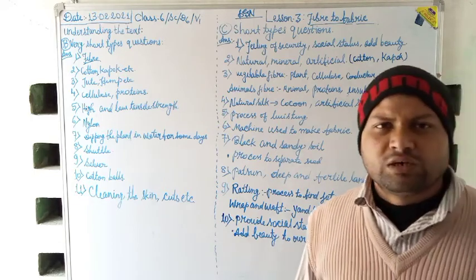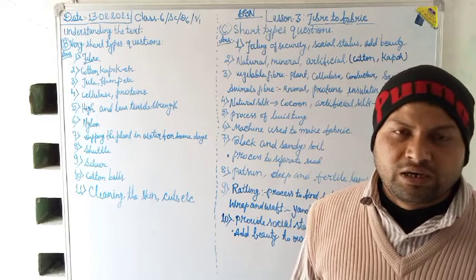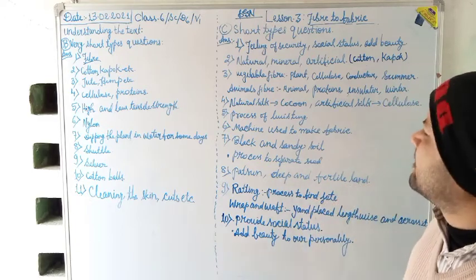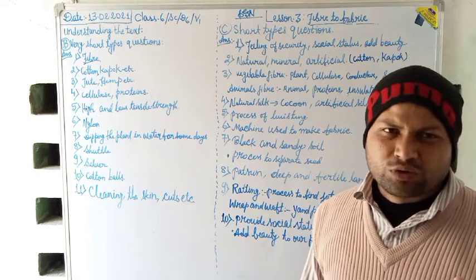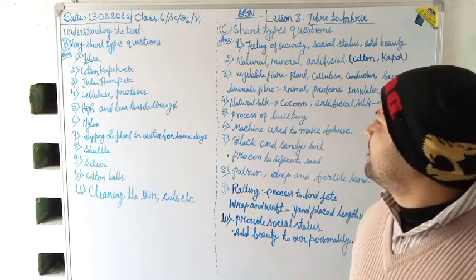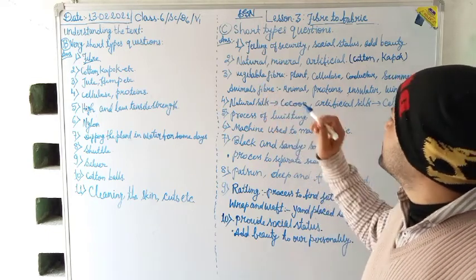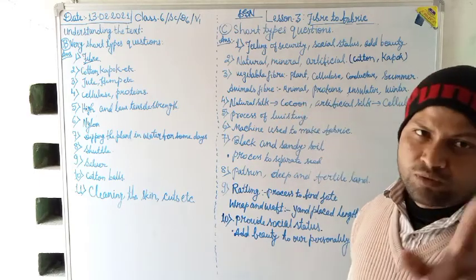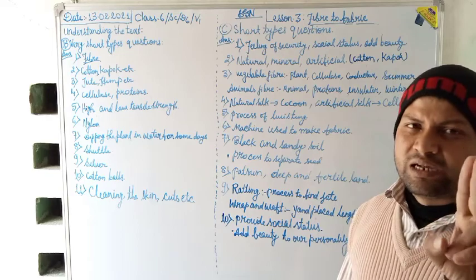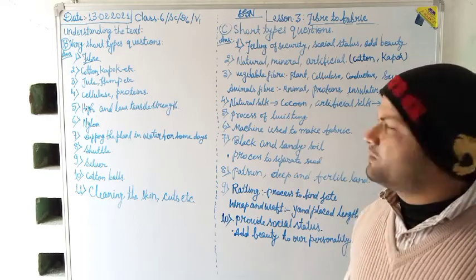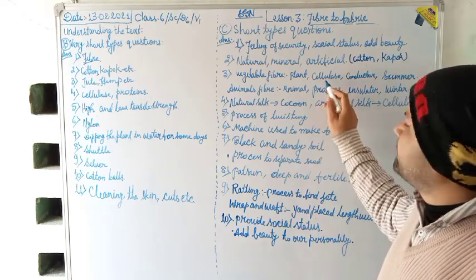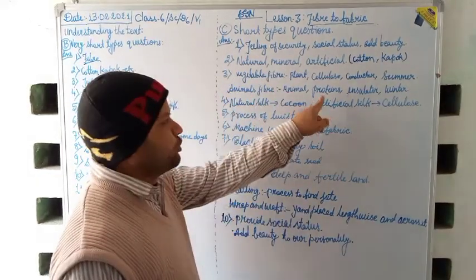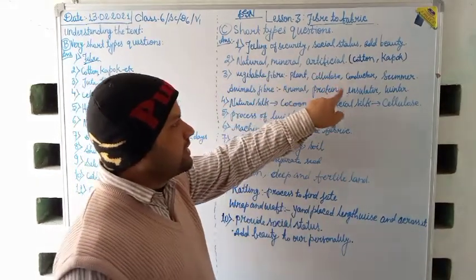Now move towards question number 3. It is asked here to write the differences between vegetable and animal fibers. A very common question. The vegetable fibers are obtained from plants and animal fibers are obtained from animals. These are the first differences. Second difference, vegetable fiber is made up of cellulose and the animal fiber is made up of proteins. So these are the second differences.